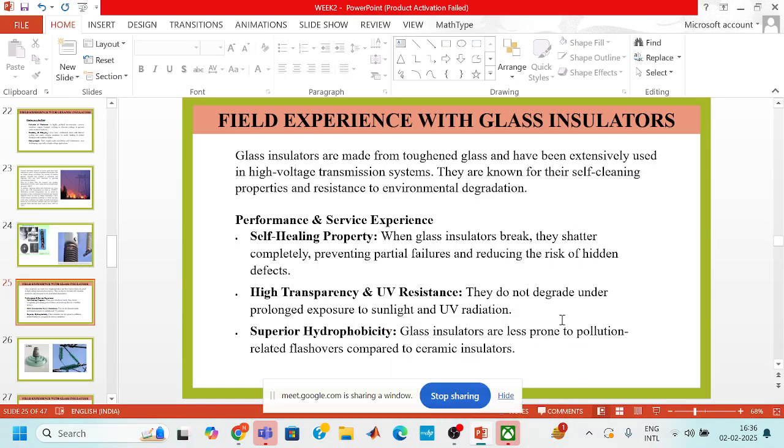Okay, the main performance of glass insulators is having the self healing property. Like when glass insulators break, they shatter completely, and it prevents the partial failures and reducing the risk of hidden defects. Second is high transparency and UV resistance. The glass insulators do not degrade under. Your voice is not audible, I think.